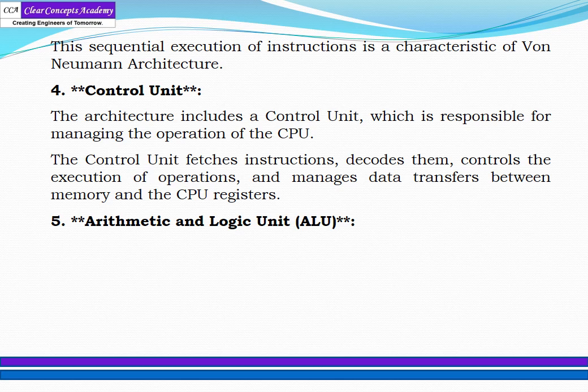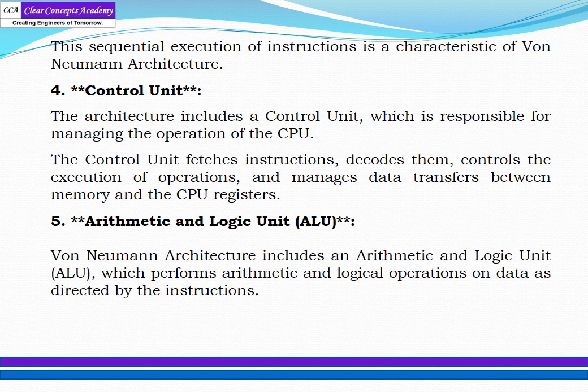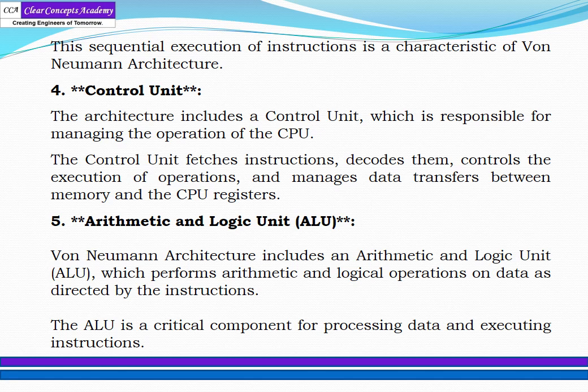The arithmetic and logical unit, that is ALU. Von Neumann architecture includes an arithmetic and logical unit which performs arithmetic and logical operations on data as directed by the instructions. This is commonly done in all processors. The ALU is a critical component for processing data and executing instructions.